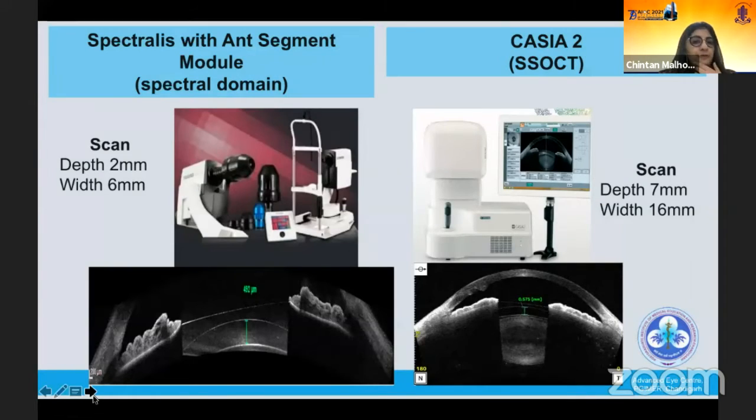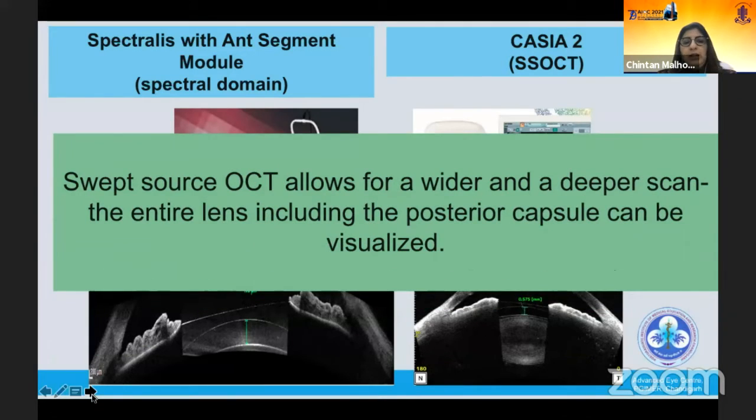Here are examples of the images. On the left is a spectral domain OCT, where the depth which can be imaged is 2 millimeters and the width is 6 millimeters. On the other hand, the swept source on the right shows you limbus to limbus. Both images show a patient with a phakic IOL, an ICL, where we are trying to measure the vault height. But on the Spectralis, if we want to measure the lens, we have to sacrifice a part of the cornea, and we are seeing only angle to angle. Whereas in the swept source, you can see the ICL, you can see the depth of the lens, and you can see the cornea from limbus to limbus.